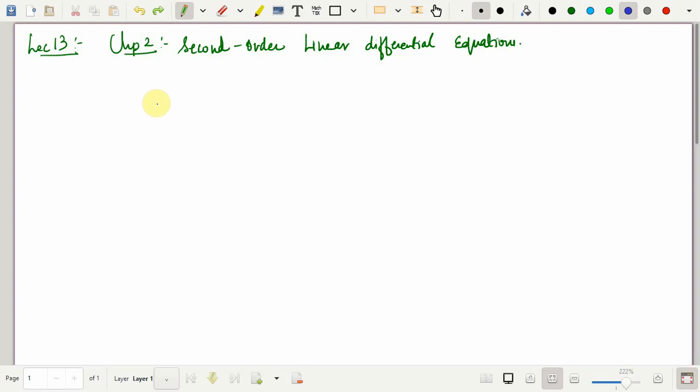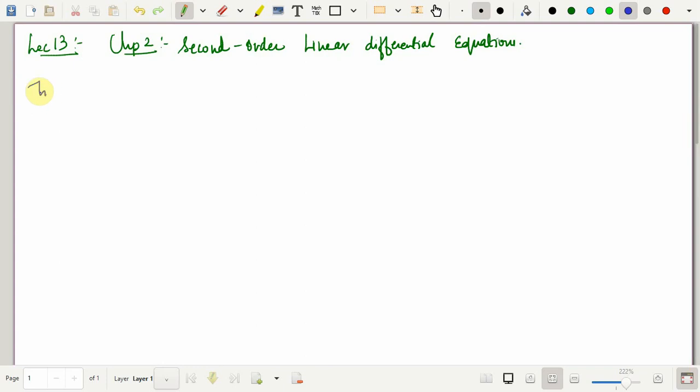Welcome to the lecture series on differential equations and discrete mathematics. This is lecture 13. We are discussing chapter 2, second order linear differential equations. In this lecture, we will discuss the general form of second order linear differential equations and certain properties associated with them. So, let us see the definition of a second order linear differential equation.